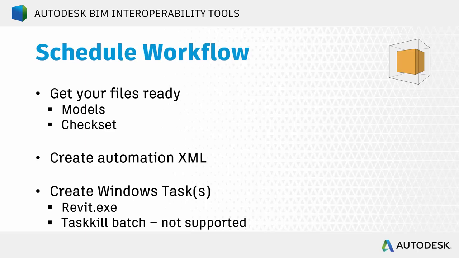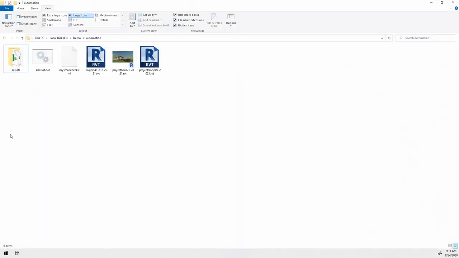So in terms of my model files, I just got a sample folder here. Here's three model files that I'm running on. Here is my XML that I have created for Model Checker. Here is a batch file that I'll talk about in just a little bit. This is a folder that I've created that's going to store my exported Excel files once my model checkers run on these models. And then I need to create my automation XML.